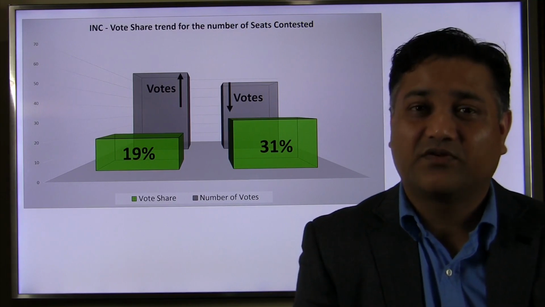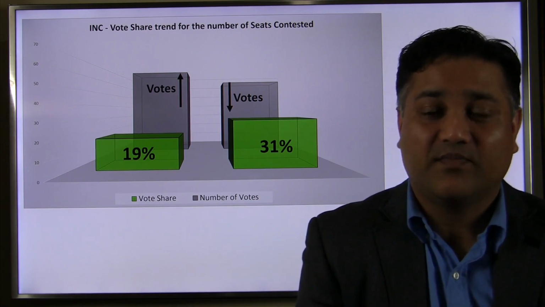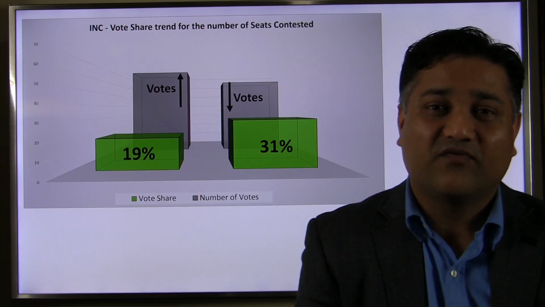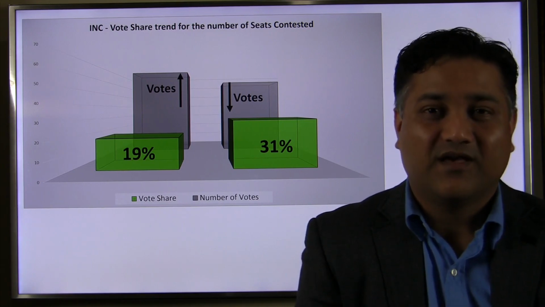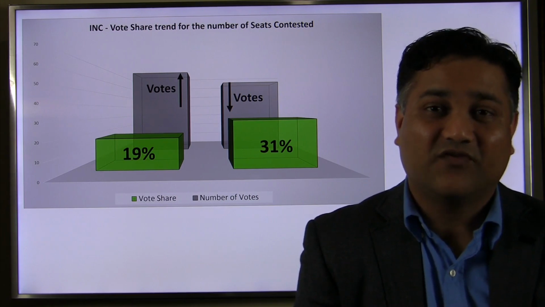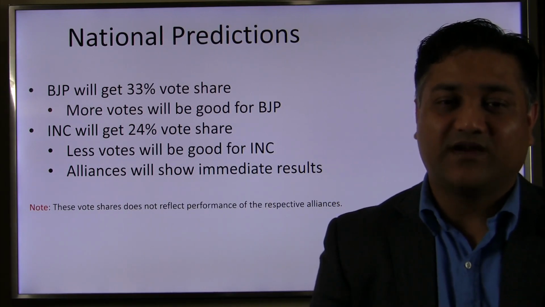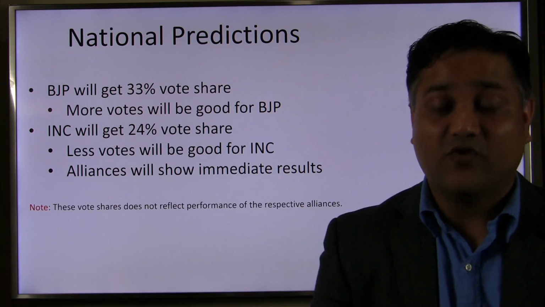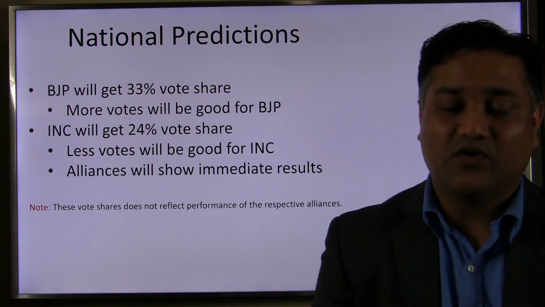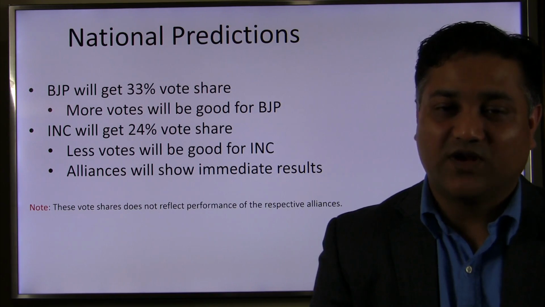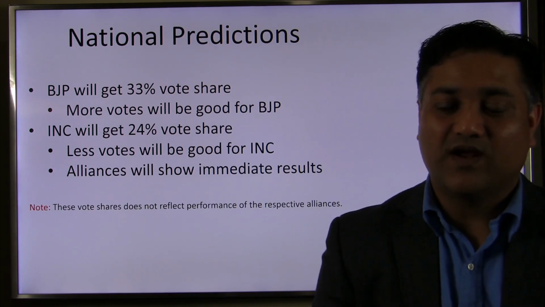INC, which is contesting on 377 seats as of now, is doing a very good thing. If we observe their trends and patterns, we will see that as the number of voters in constituencies goes up, the vote share of INC goes down. On the other hand, if the number of voters goes down, the vote share of INC goes significantly up. To summarize, for an average number of voters, BJP will get 33% vote share. INC will get 24% vote share, but their vote share will be very sensitive to the number of people who vote. If more people vote, it will be good for BJP, though if fewer people vote, it will be good for the INC.